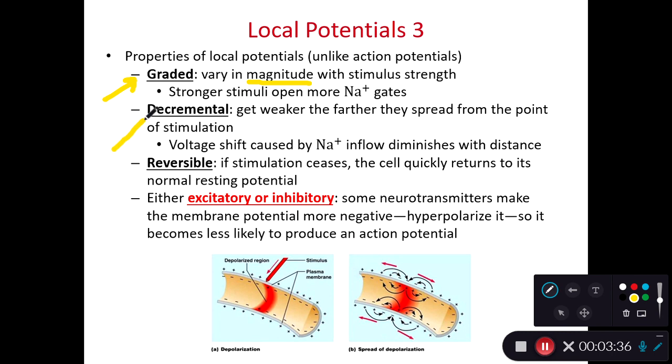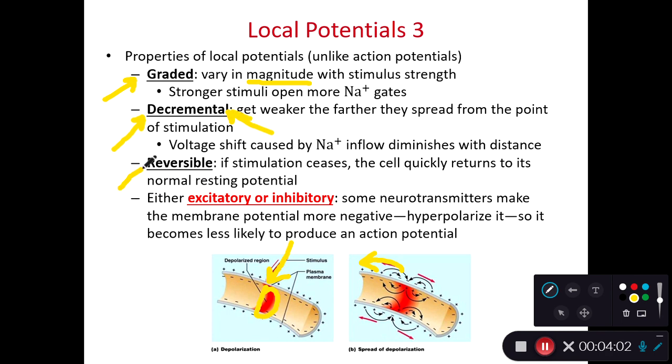We also note that they are decremental, which is another way of saying that if we have our stimulus right here, here's our local potential, it can be pretty strong right here. But as we move farther and farther away, it becomes weaker and weaker. The farther away we go physically from the point the stimulus was applied, the weaker the local potential becomes. That's what we mean by decremental.